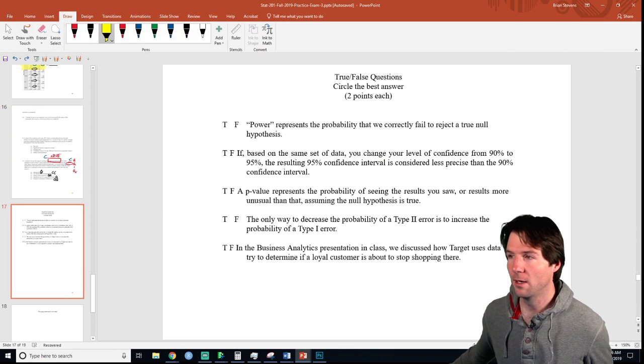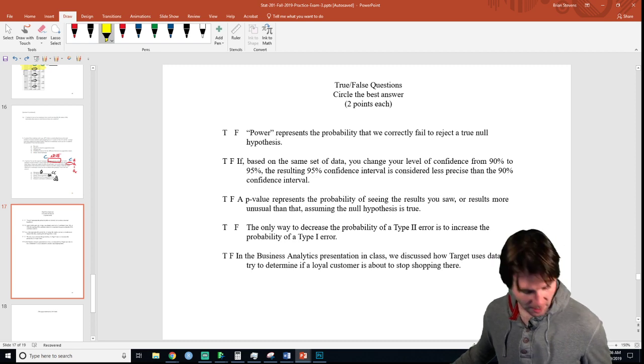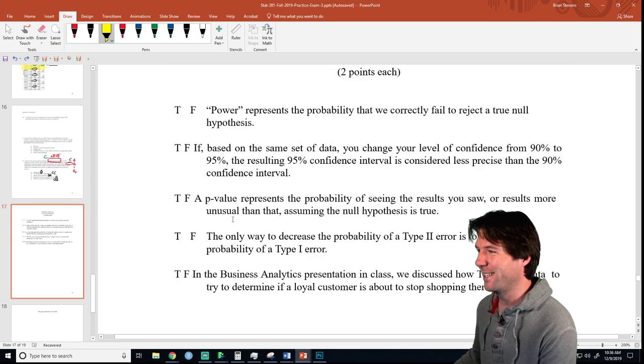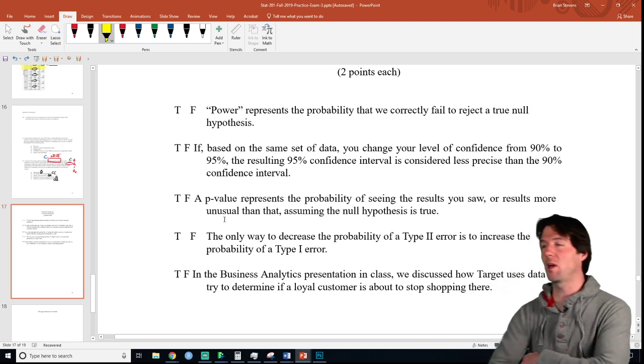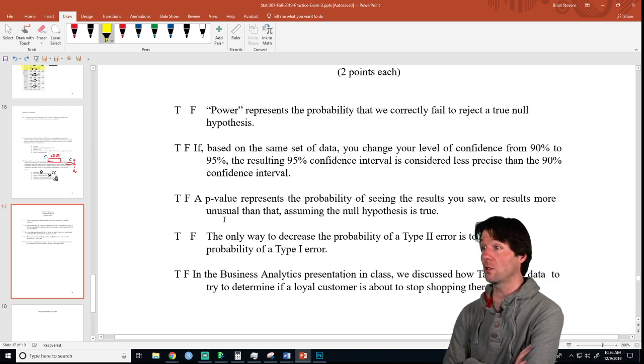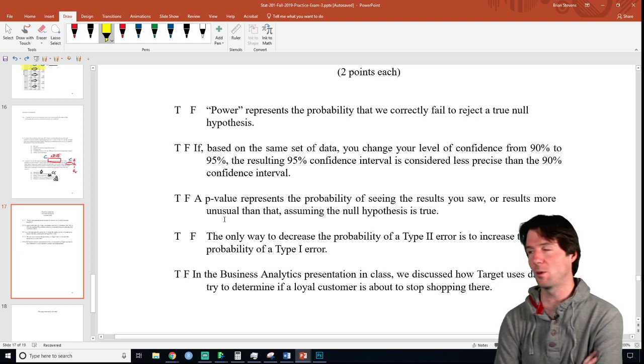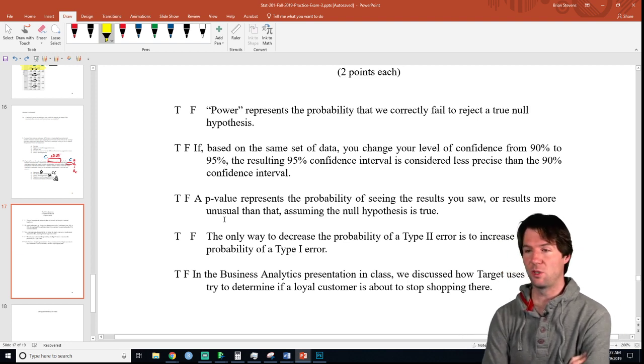Let's see here. We've got the true-false people want to do, and I think I broke it by turning it into this. I changed it. Okay, power represents the probability that we correctly fail to reject a true null hypothesis. No. If the null is false, we should reject it.